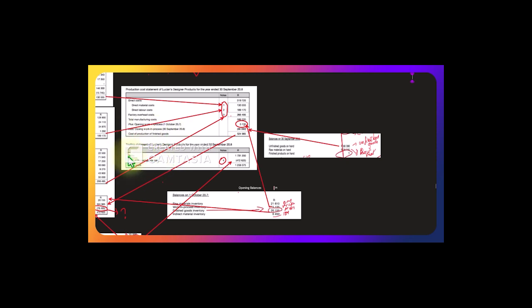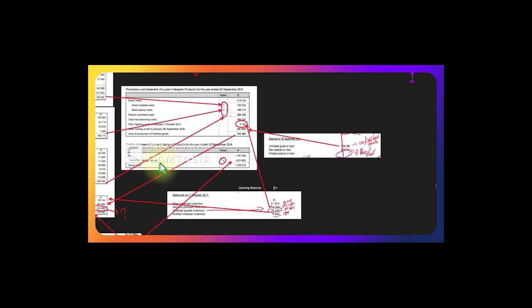So this needs to be contrasted, right? This is a live amendment that I'm making. The cost of production of finished goods needs to be contrasted with the cost of finished goods sold. So there needs to be a difference. This is how you calculate the cost of finished goods sold.